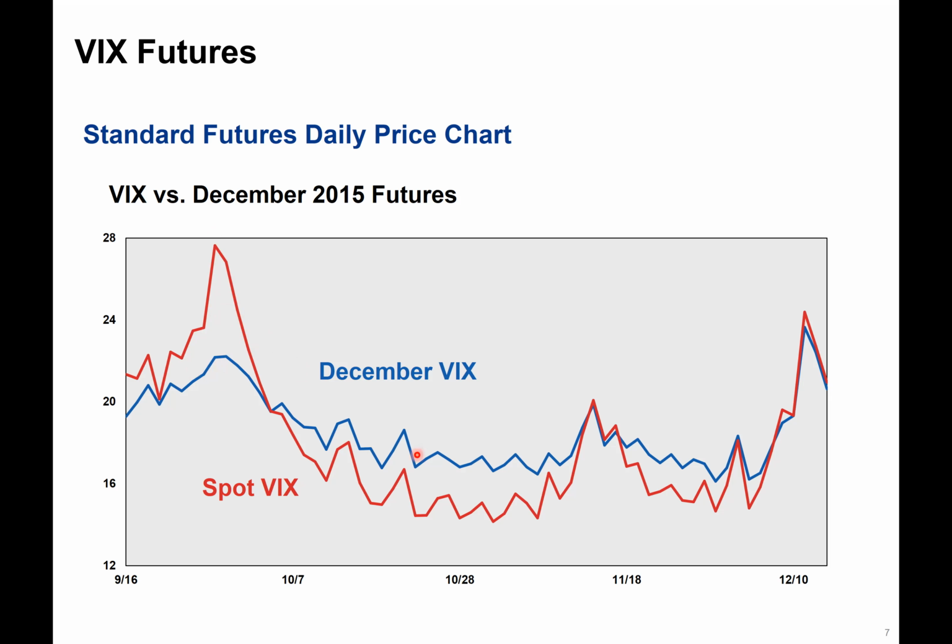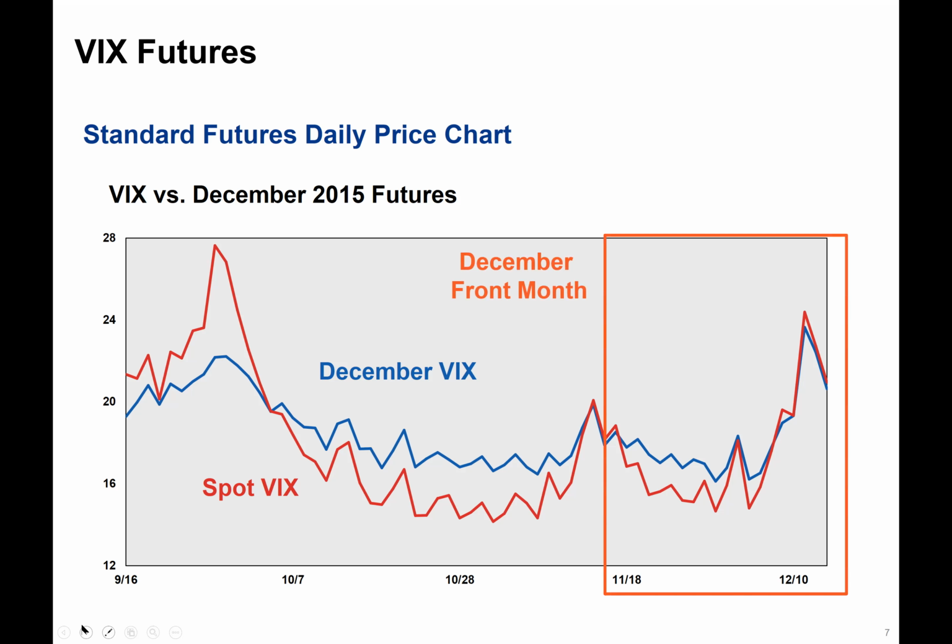So you can see that as we get closer to expiration, the spot VIX and the near month future, in this case the December future, in fact, here's the time frame that it was the front month future. As VIX was moving lower, the December VIX stayed at a little bit of a premium. We started to get moves higher. It went up, but there was already a little bit of a gap before we started to see the moves higher in the VIX futures contract, mirroring the spot VIX.